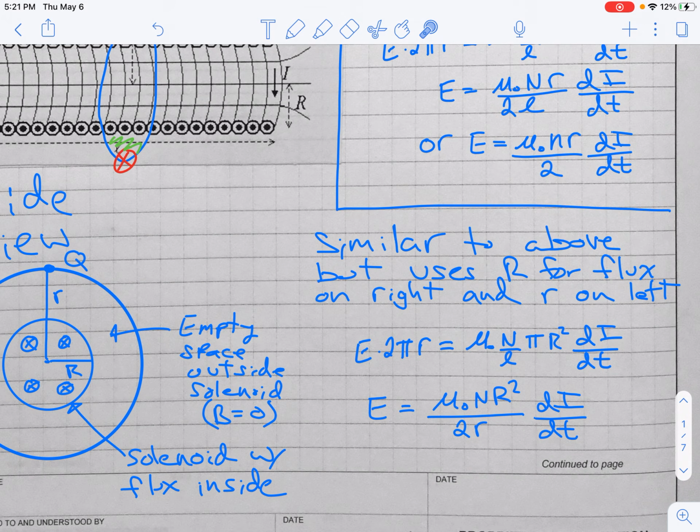That means that some of the r's won't cancel, and we get an expression which is similar to this, but instead of having the electric field increase with radius, and it increases with radius here because we're including more flux as we get bigger. Here, as we get bigger, we don't include any more flux, but we do get farther away from it. So here, the electric field decreases as you get further and further away from the solenoid.